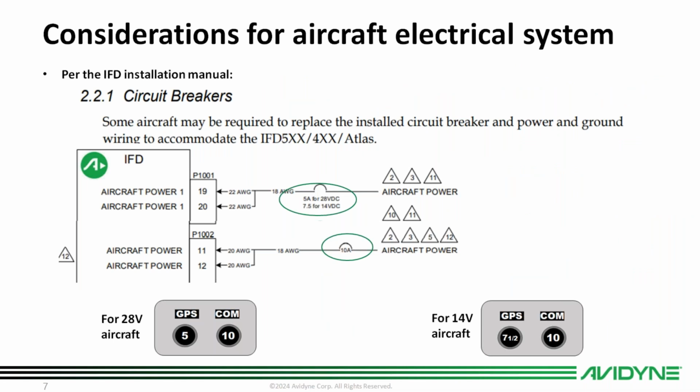So considerations for aircraft electrical systems. So this is an excerpt from the IFD installation manual. If you have a 28-volt aircraft, your 5 amp circuit breaker can remain the same. If you have a 14-volt aircraft, this input does have to change to a 7.5 amp breaker. The IFD also does require a 10 amp breaker for the comm. And we have a little example of what that would look like on your aircraft circuit breaker panel.